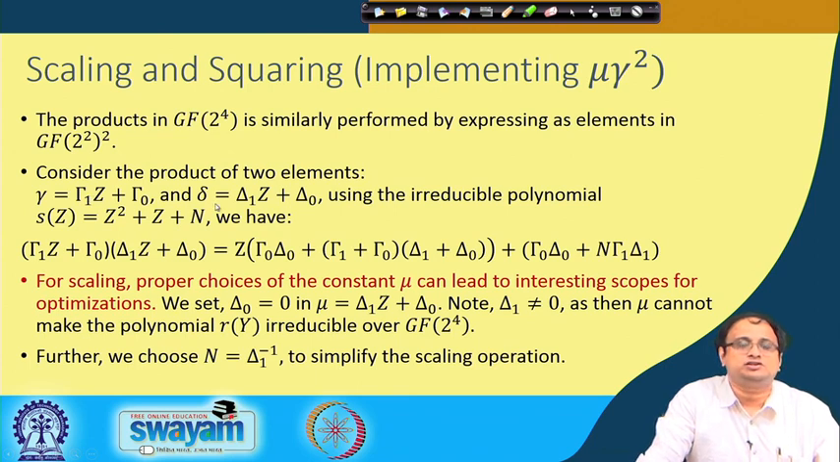Likewise, your delta, which is another element in GF((2^2)^2), can also be written as capital Delta 1 Z plus capital Delta 0, and each of these, capital Delta 0 and capital Delta 1, belongs to the subfield which is GF(2^2). Now when I am multiplying these two elements, I have to use an irreducible polynomial as usual, and the irreducible polynomial in this case is S(z), which is nothing but Z squared plus Z plus capital N.